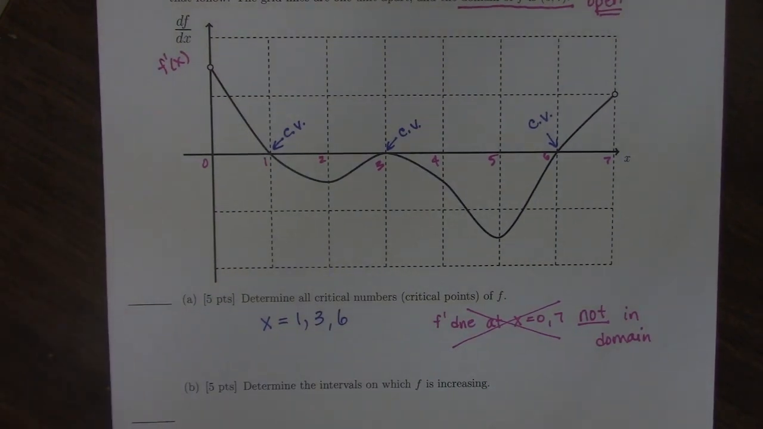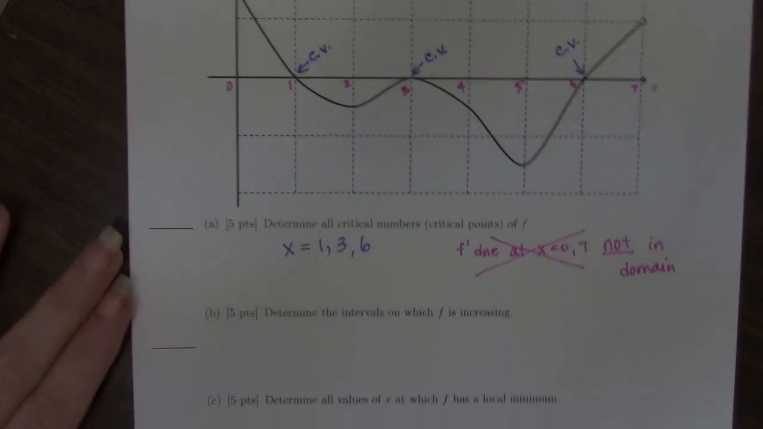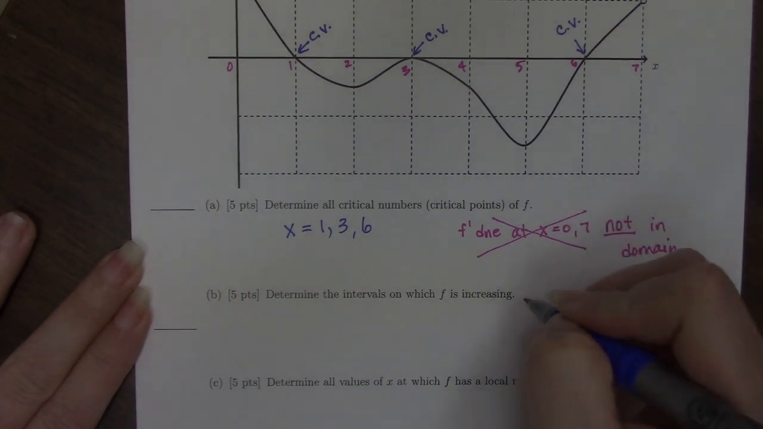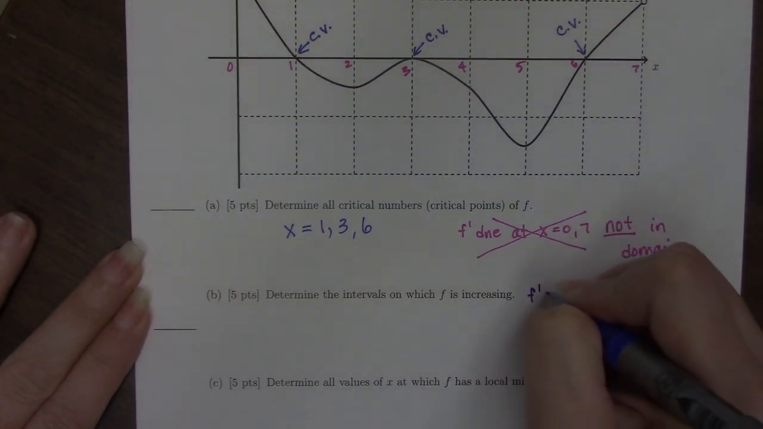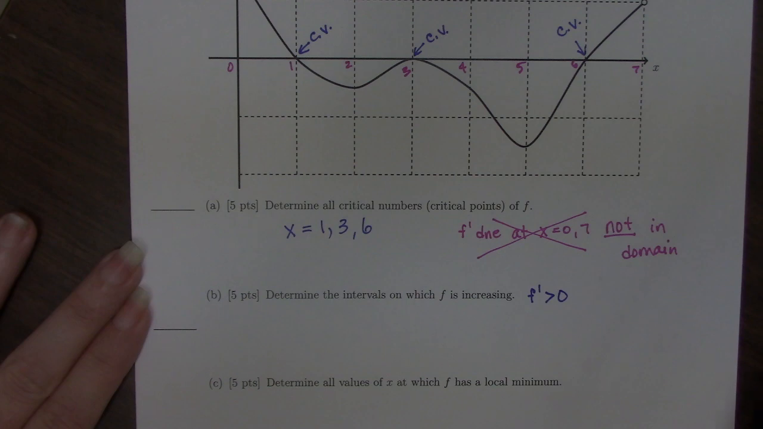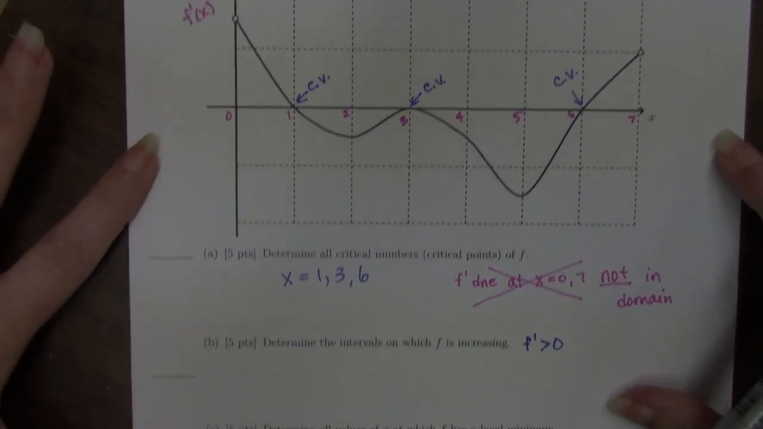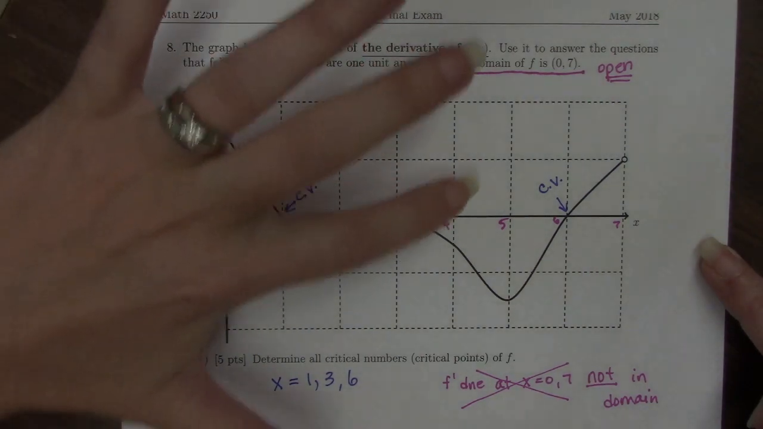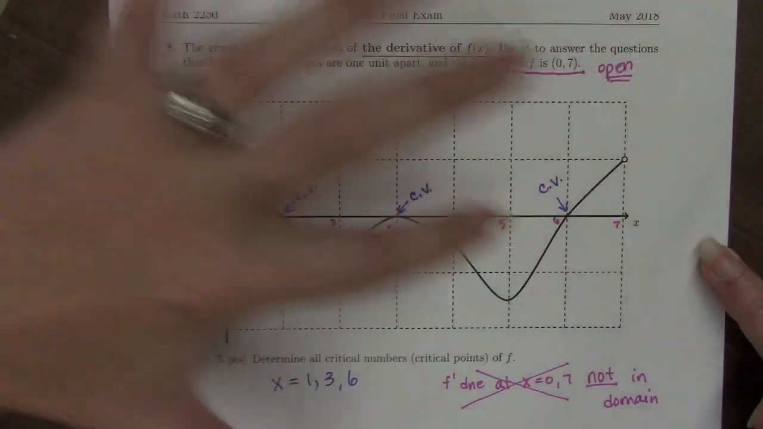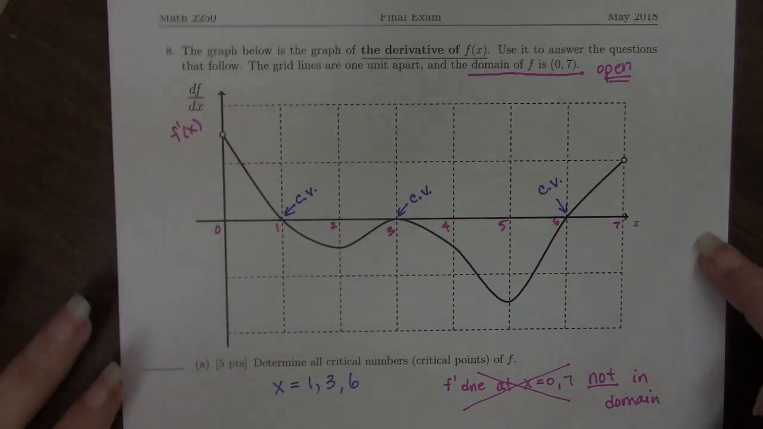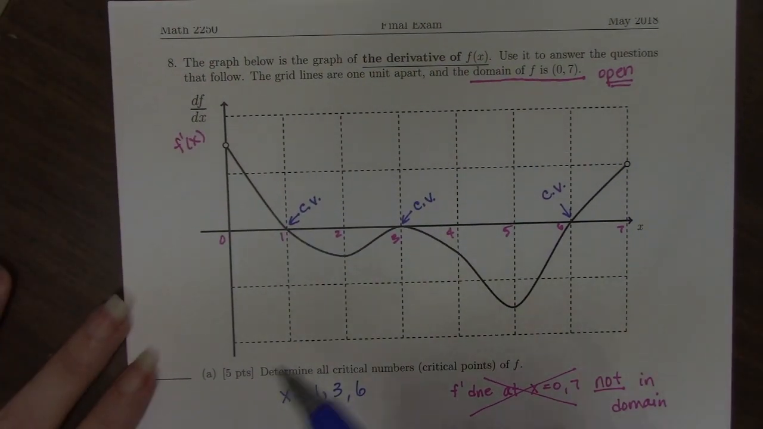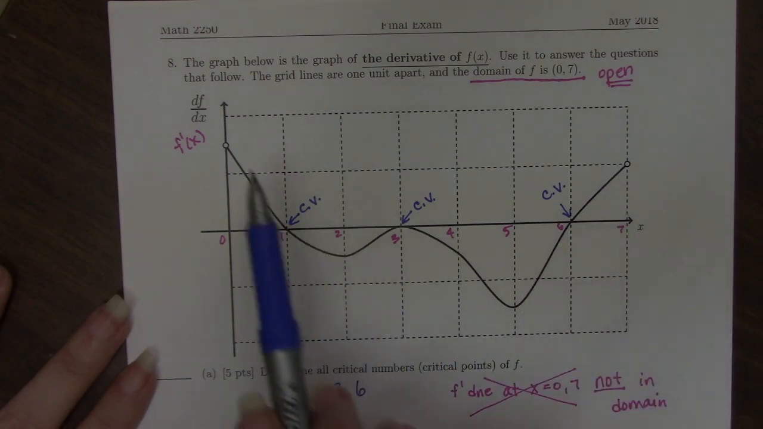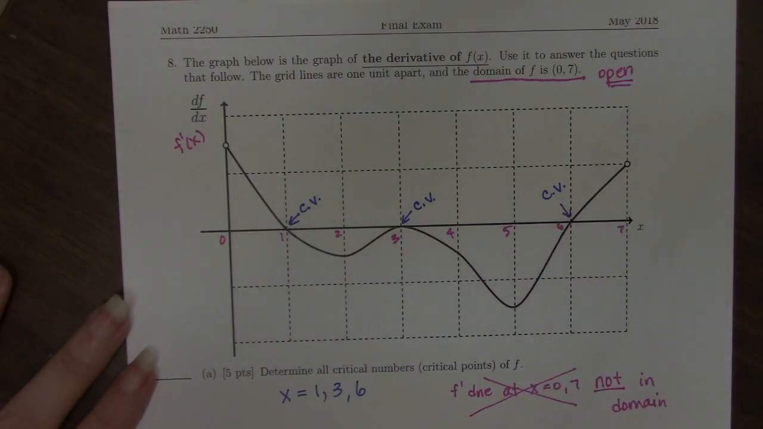All right, determine the intervals on which f of x is increasing. So f of x is increasing when the first derivative is positive. If we go back up and look at our graph, the derivative is positive anywhere it is above the x-axis, right? Because these are all the positive values. So I'm going to read this differently. If you were looking at f, you would look for where the graph is increasing, right? But this is the derivative. We just want to know where it's positive.